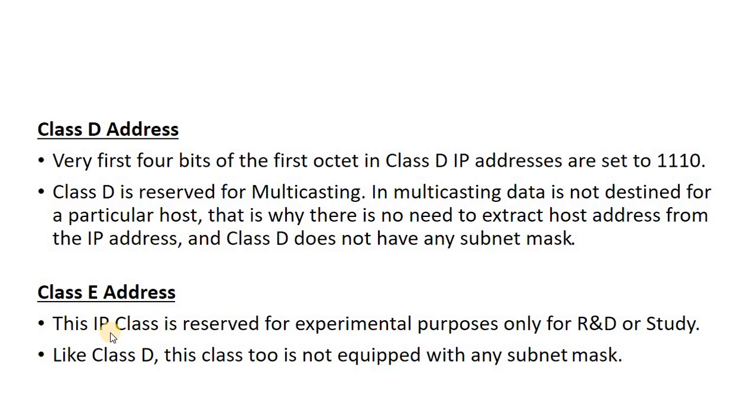In Class E, we have 4 ones fixed. The leftmost bits in Class E are 4 ones. This IP class is reserved for experimental purposes only, for research and development or study. Like Class D, this class isn't equipped with any subnet mask. It doesn't have a subnet mask.